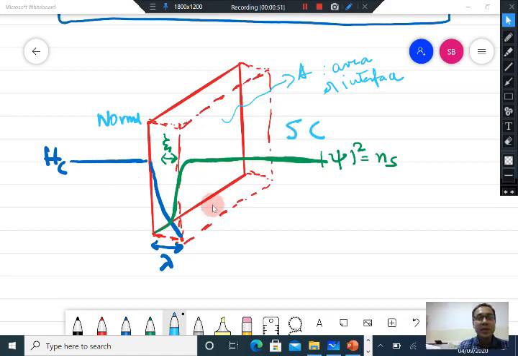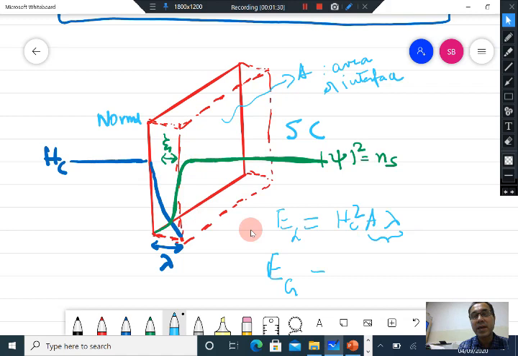So this decay of the critical field over a distance lambda will give an energy loss which is equal to Hc square into A, where A is the cross-sectional area of the interface, into lambda. So A into lambda will be the volume element into the energy density, which is Hc square. So this amount of energy is being lost from this region, and there is a gain in energy.